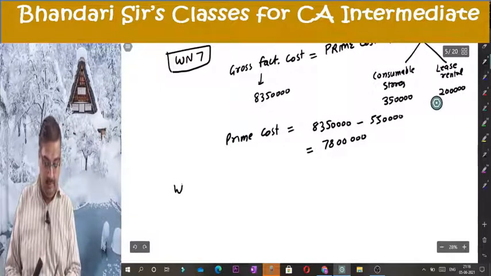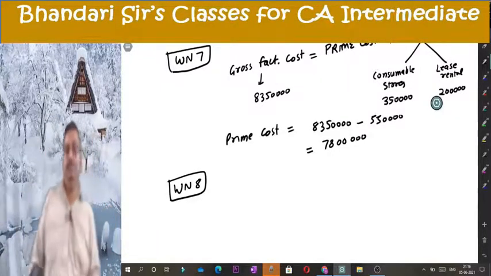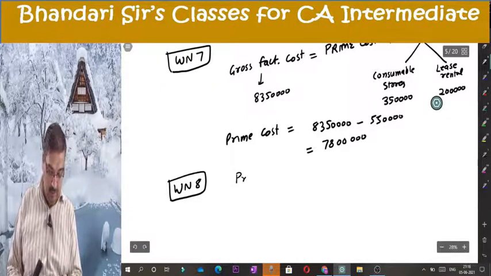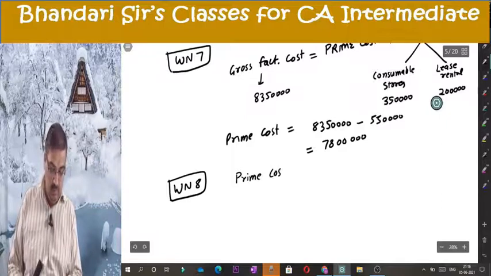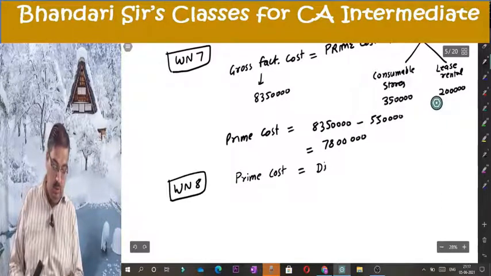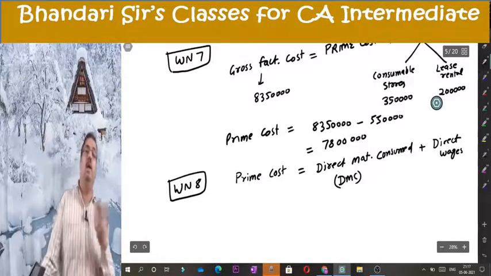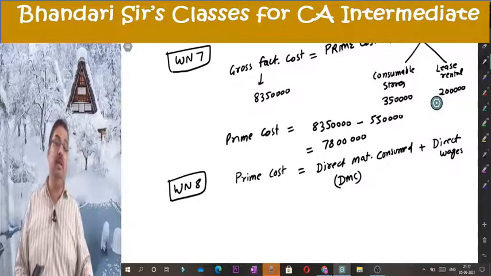Working note 8. I hope this is all clear. Working note number 8. Details of prime cost. Prime cost is equal to direct material consumed, I call it DMC in short here, plus direct wages. Always we assume there are no direct expenses unless they are specifically given in the question.